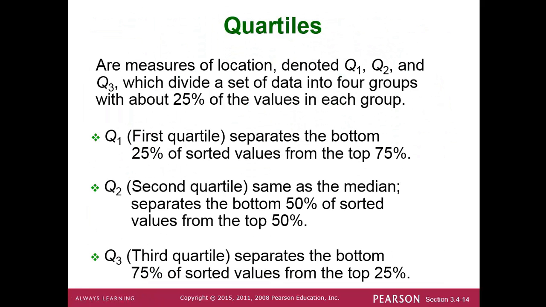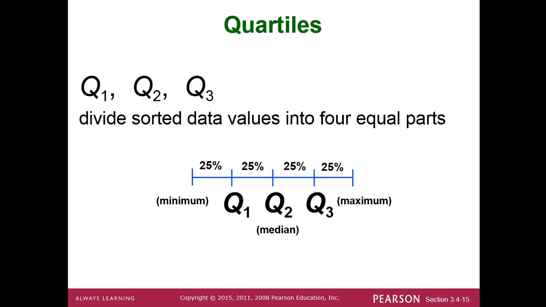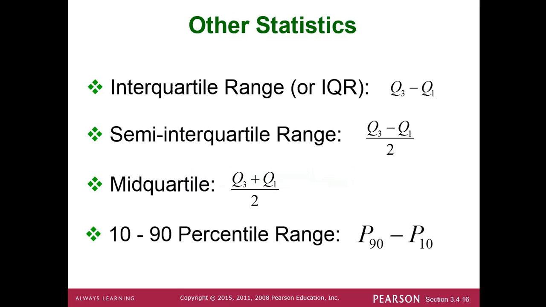When we use StatCrunch, StatCrunch will print out the values of Q1, Q2, and Q3, as well as mean and standard deviation and other key information we're learning in this chapter. This is a visual where you can see how the data are sorted into 4 equal parts. Some other basic statistics that may be computed using the quartiles are the interquartile range, the semi-interquartile range, the midquartile, or the 10-90 percentile range. These are not computed as frequently, but they are certainly used depending upon the study being done.